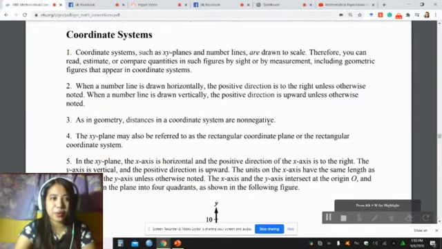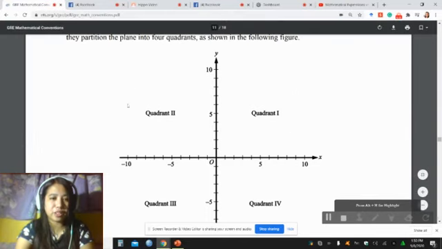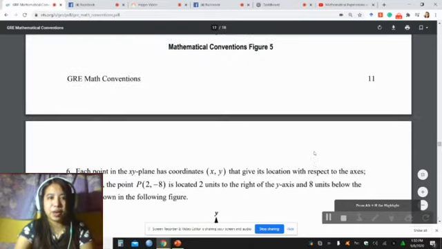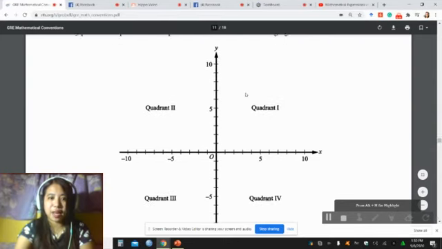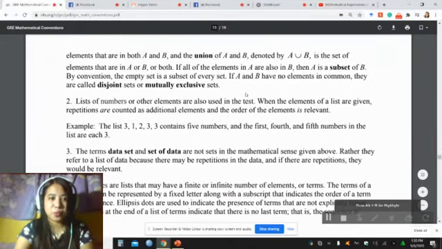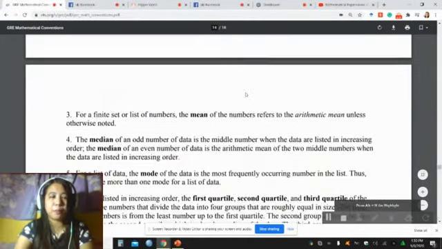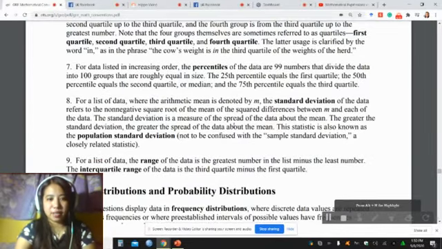So let us also see the coordinate system. We know that quadrant 1 is located here, then quadrant 2 is here, and below it are quadrant 3 and quadrant 4. And we also know that this is the x-axis and the vertical line is the y-axis, and it is composed of 4 quadrants. So we have here a lot of examples of mathematical conventions.